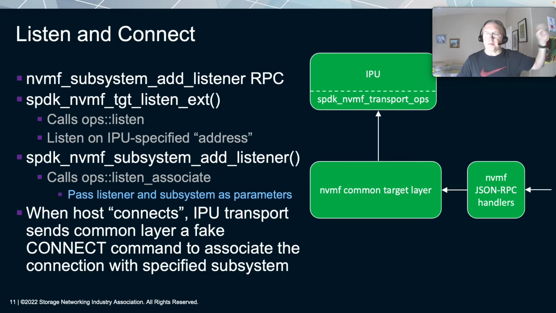The IPU then at some point later on, the host comes up, it initializes the NVMe device, it comes out of reset, and the IPU transport sends a fake connect command to the common layer saying, okay, here's a connection and I'm going to connect to this specific subsystem. And so this allows us to use all the same connect handling for associating queue pairs with subsystems for non-Fabrics use cases as we do for the standard Fabrics ones.